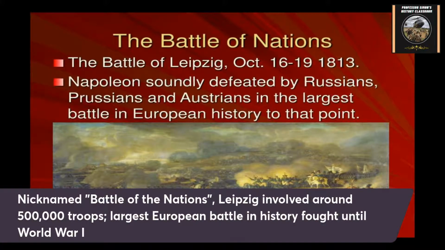And its nickname is called that because of the fact that all these different European powers fought. Like, I want to say 4 or 5 countries were kind of involved in the battle. And most of the European forces on the coalition side were led by the Russians under Alexander I. And this battle involved somewhere between 500 and 600,000 troops, which is considered one of the largest battles in European history up to this point.